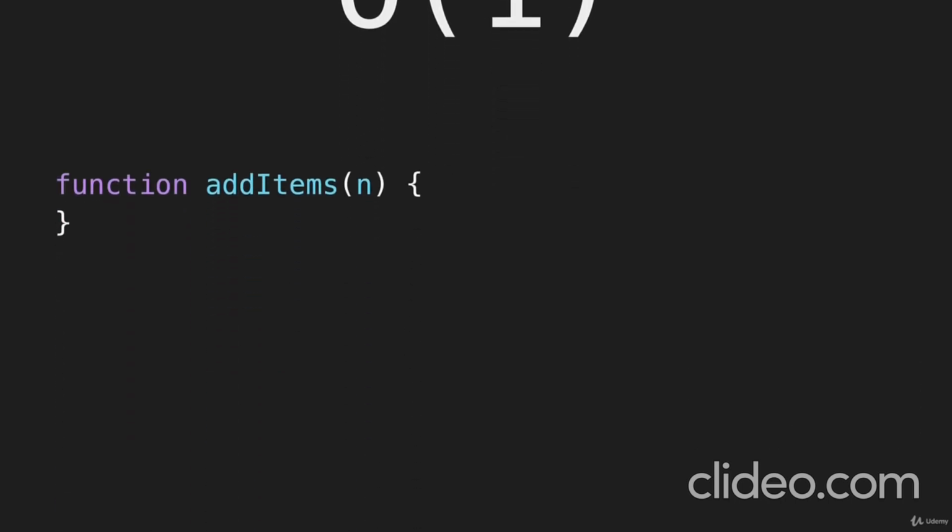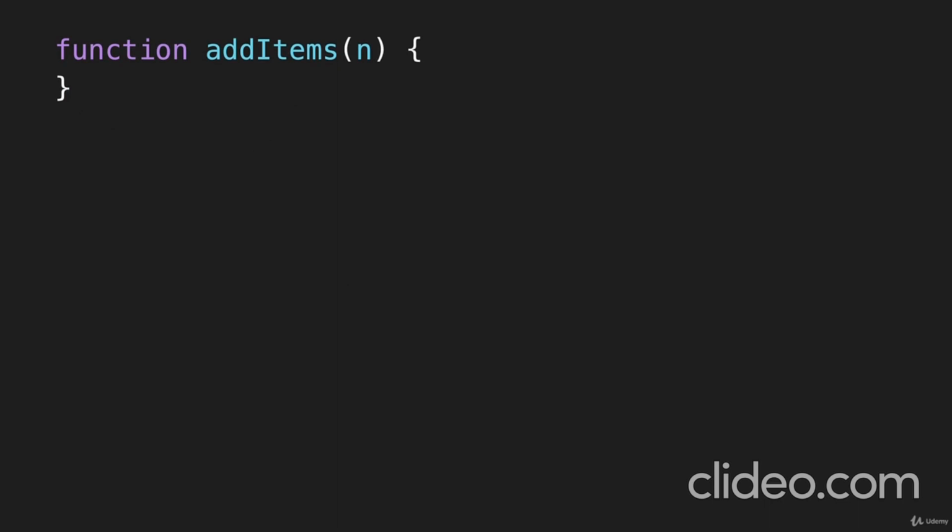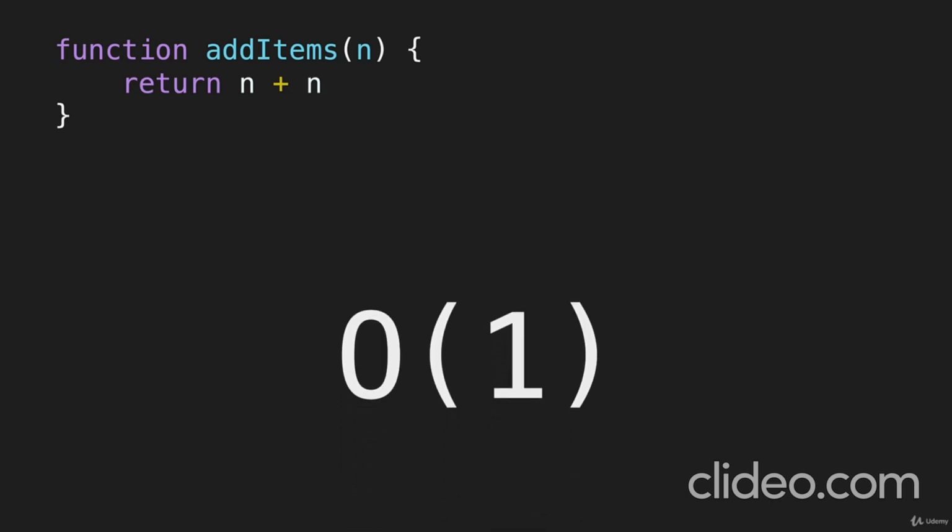So our next big O notation is O of 1. So let's start out with some code here. We have a function called add items, and all we're going to do is return n plus n. There's only one operation here, and that's the addition. So it doesn't matter if n is 1 or n is a million, the number of operations is going to be 1, and that is O of 1.